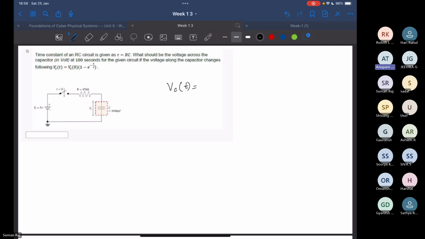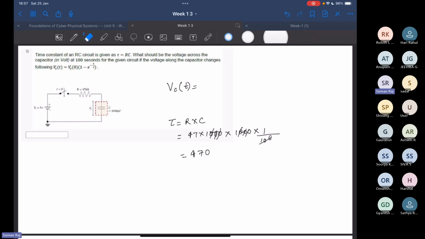So ma'am, in this RC, first we calculate tau. Now this minus 5, this is 0. So this is 470, right? I'm getting 47 kilo ohm and 1000 microfarad. Okay, yeah, sorry. It's going to be 47 seconds. Okay. So now what should I do after this? What is your VC0?